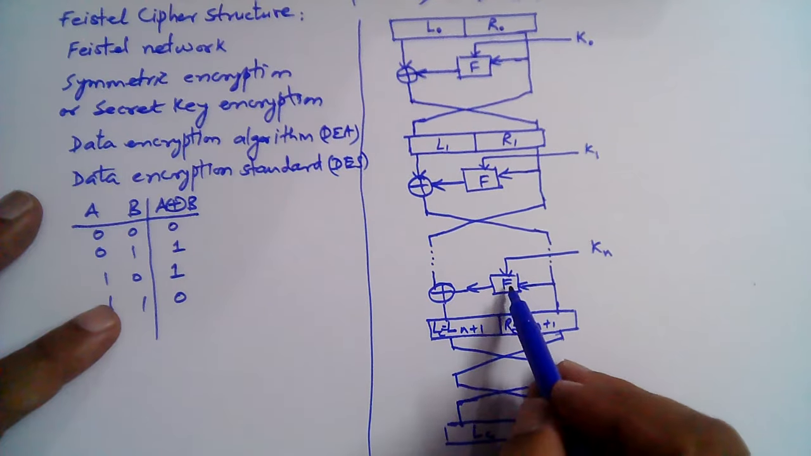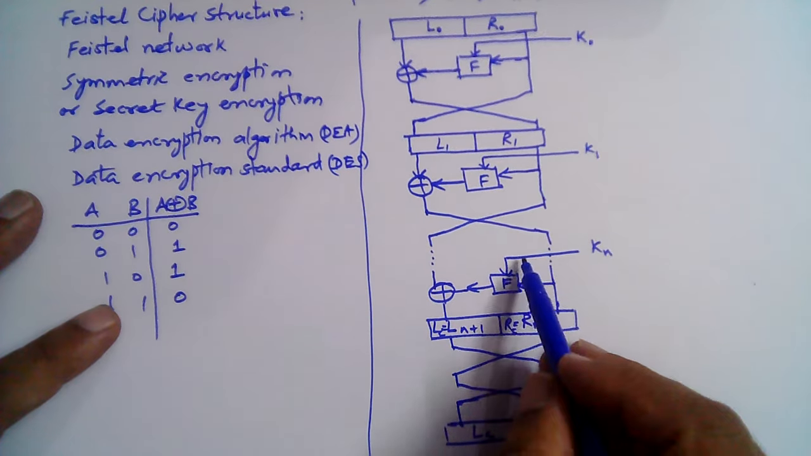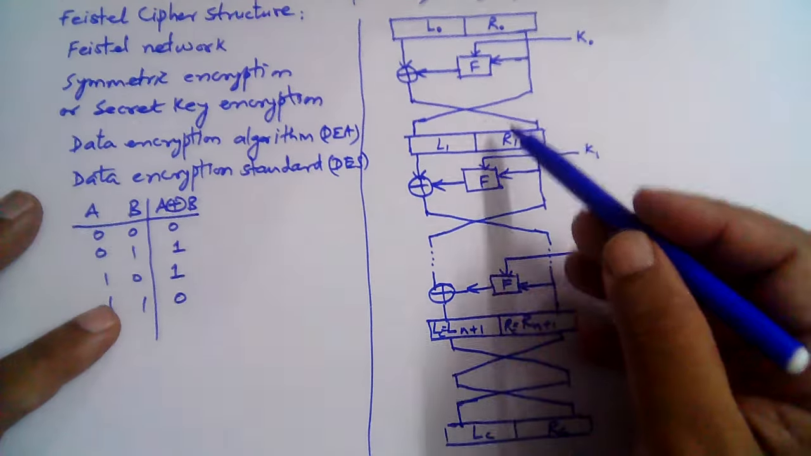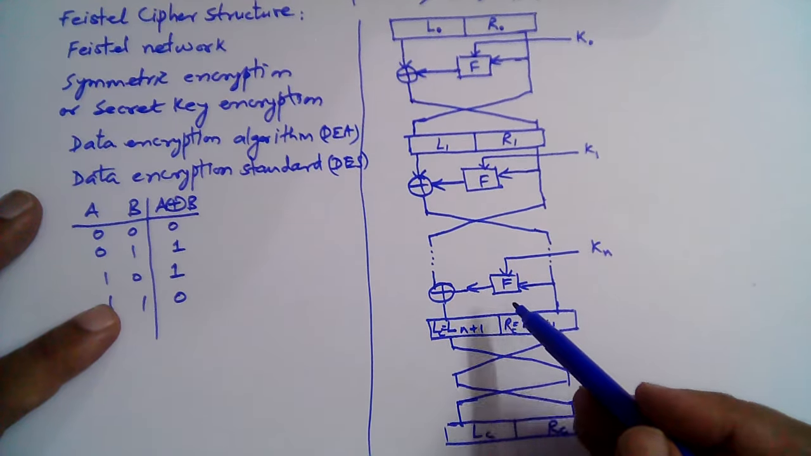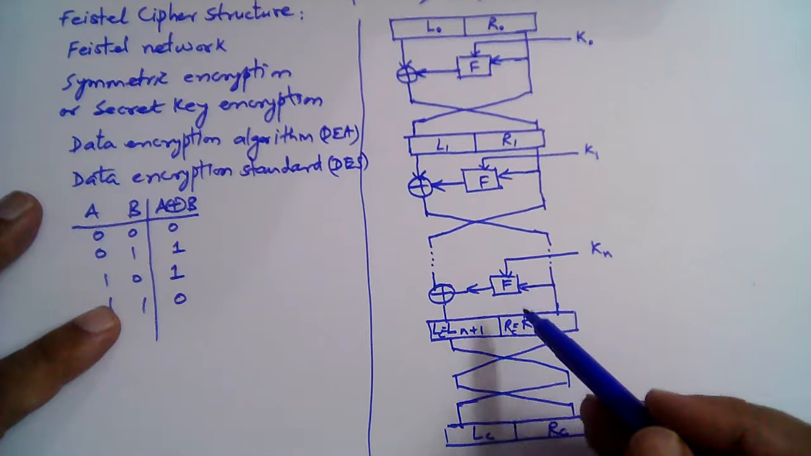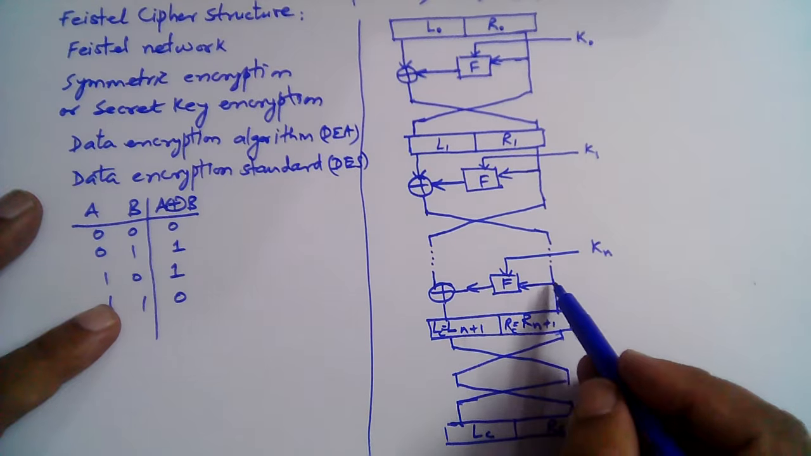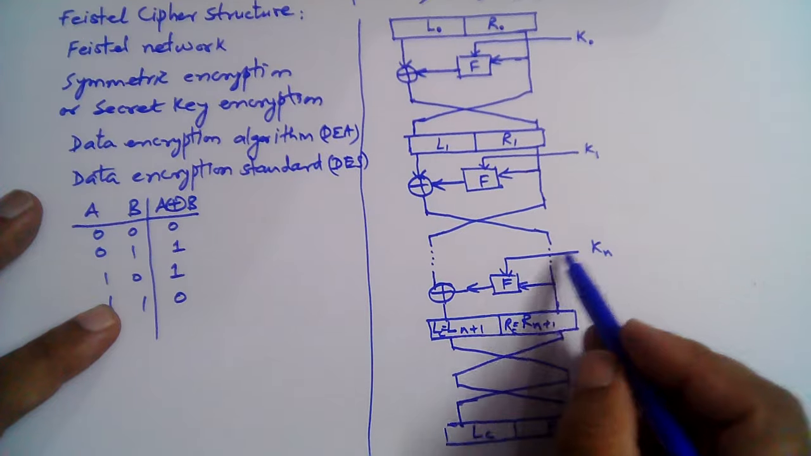It's processed by this function here along with the key Kn. This is the first stage of the decryption now. For the encryption process, this was the nth stage, but for the decryption process, this will be the first stage. The right half goes here in the first stage to the function f along with the key Kn, right?